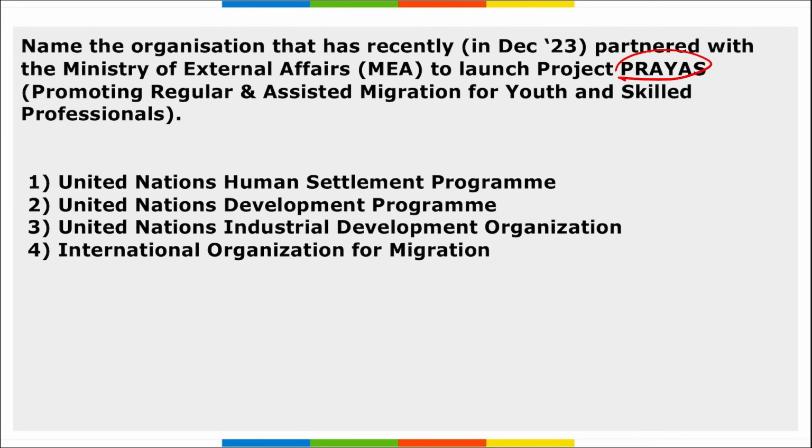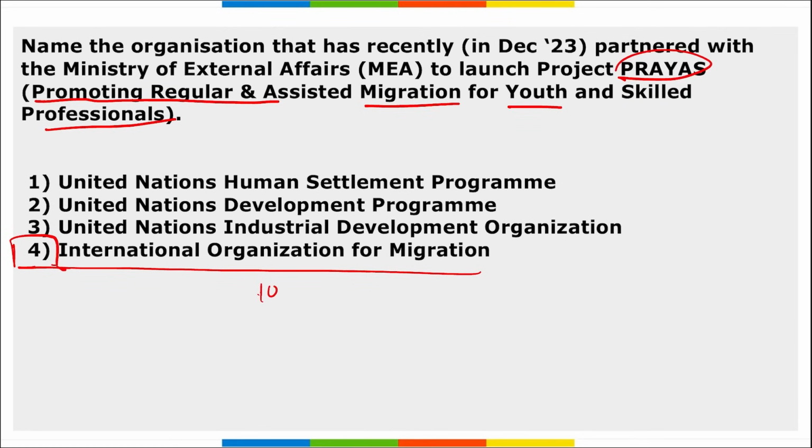Next is, name the organization that recently partnered with Ministry of External Affairs to launch project Prayas. What does Prayas stand for? Prayas is promoting regular and assisted migration for youth and skilled professionals. So the question asked to you here is, which is the organization that has partnered with Ministry of External Affairs to launch this Prayas? It is IOM, that is International Organization for Migration. IOM has partnered with Ministry of External Affairs to launch project Prayas, and Prayas is promoting regular and assisted migration for youth and skilled professionals.